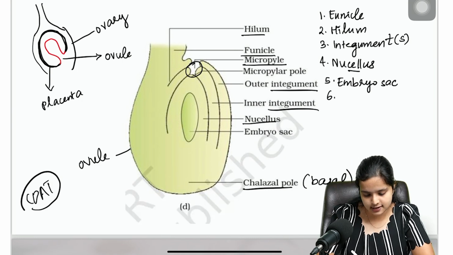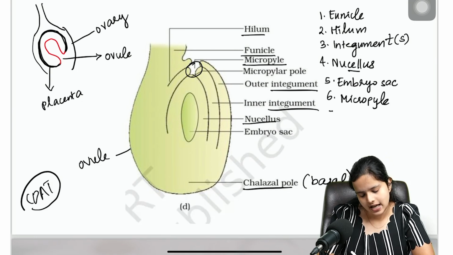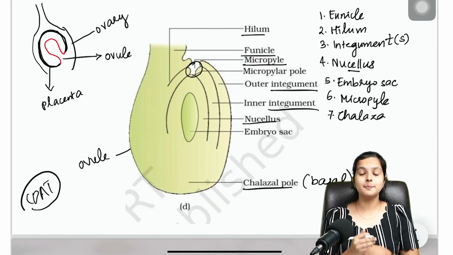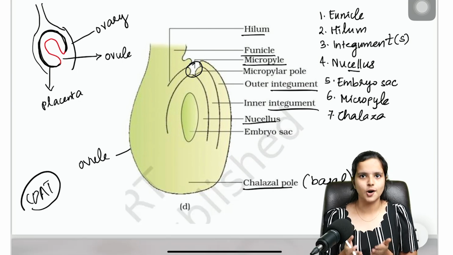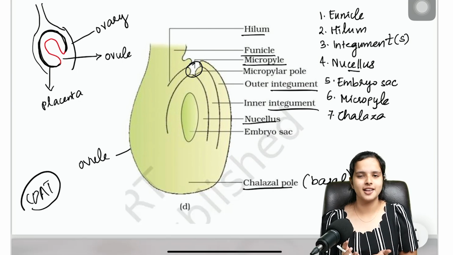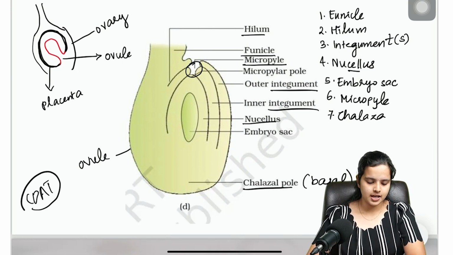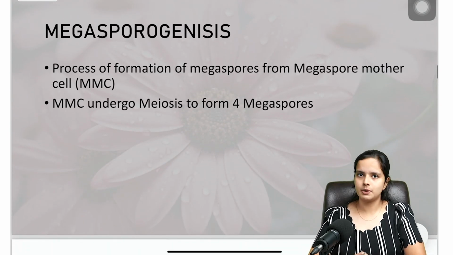So the sixth term was micropyle, and the seventh term was chalaza. These are the basic seven terms that you have to know when you learn the structure of an ovule, or megasporangium. Okay, I hope that's clear. So that's all about the ovule, or the megasporangium.